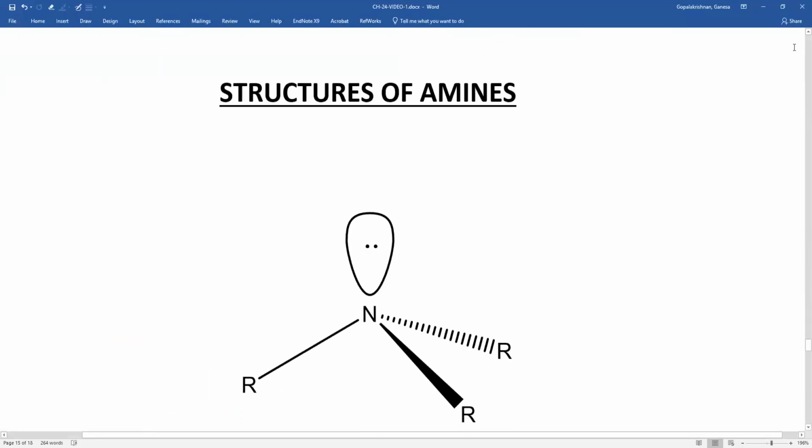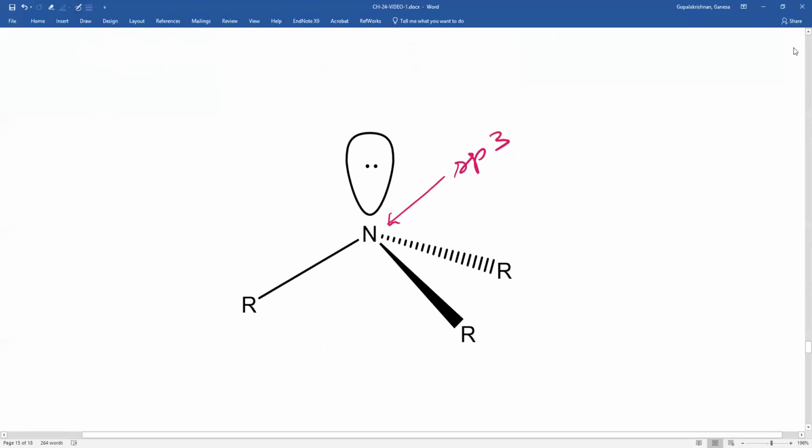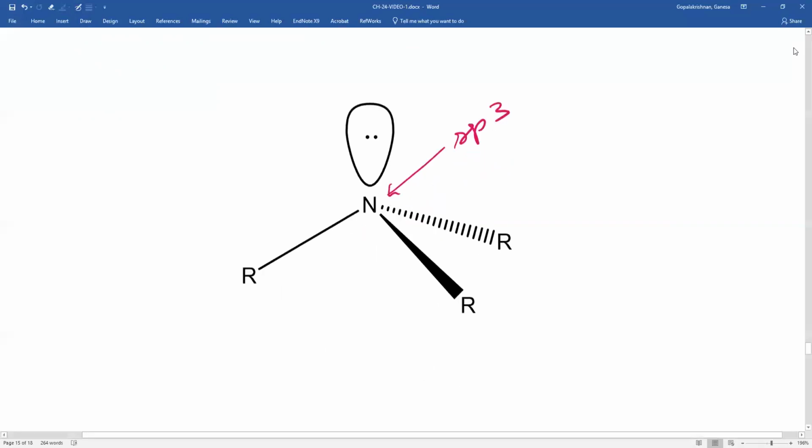Structure of amines. The nitrogen in amine is sp3 hybridized, so it should have a tetrahedral shape. Unfortunately, it has only 3 bonds. One of them is a lone pair. So if you look at the electronic shape, it is tetrahedral. But if you look at the 3D shape, this is trigonal pyramid. We learned it in chapter 1. You may remember or may not remember it.